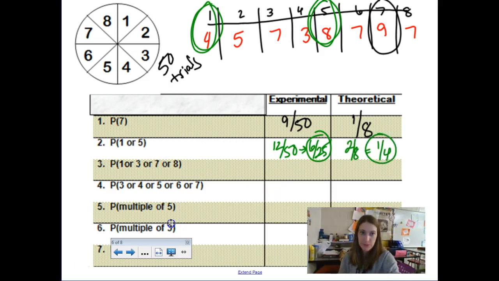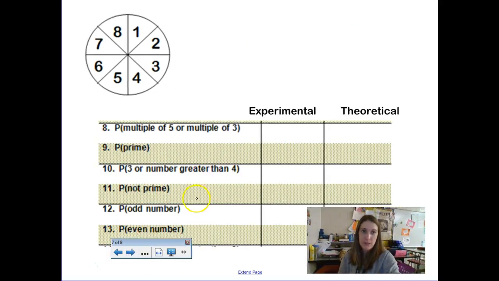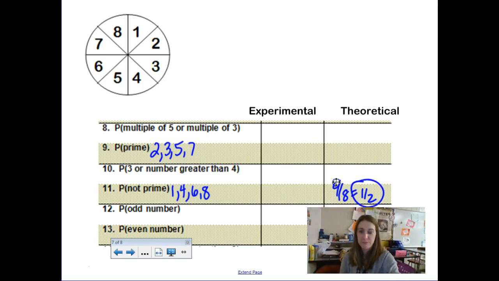All right, let's do this not prime business. Okay, not prime. So P.S. prime numbers, which everyone forgets: 1 is not a prime number. So 2 is a prime number, 3 is a prime number, 5 and 7 are all prime numbers. So not prime numbers would be 1, 4, 6, and 8. So not prime numbers for the, let's do theoretical, since I know that pretty easily off the top of my head. That's 4 out of the 8, which is 1/2.